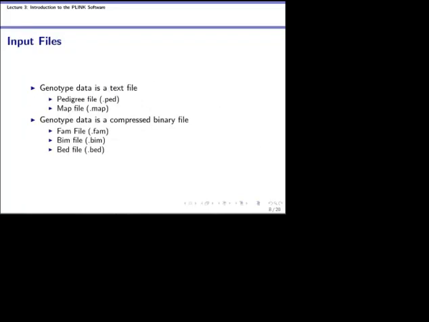So what are the input files? There are two types. If genotype data is a text file, then there are going to be two files, a .ped and a .map. The .ped is similar to the standard linkage format. The first column is the family ID, the second is the individual ID, then the parents, father ID and mother ID, and the sixth column is sex, and after that I think there's phenotype, and then you get the genotype data.